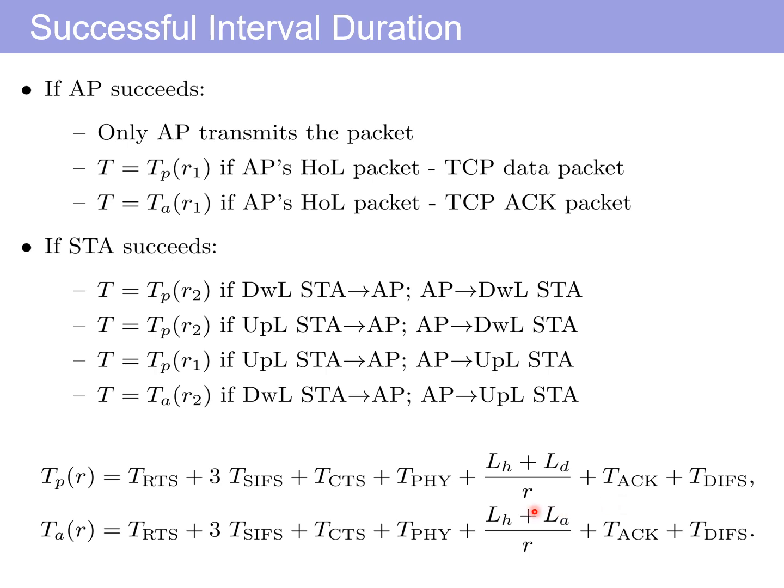Similarly, TAR is the entire duration needed to send a packet of length LA bits at rate R. If a station succeeds, the renewal duration is TPR2 if a downloading station sends a packet to the AP and the AP simultaneously sends its packet to a downloading station. Similarly, the renewal duration is TPR2 if an uploading station is transmitting to the AP and the AP is simultaneously transmitting to a downloading station.